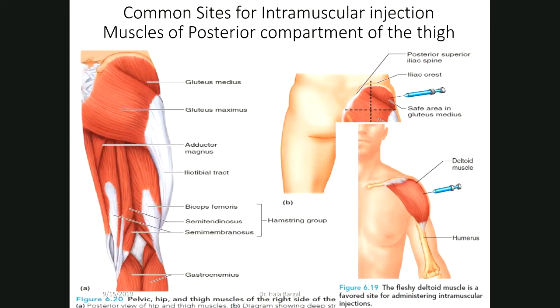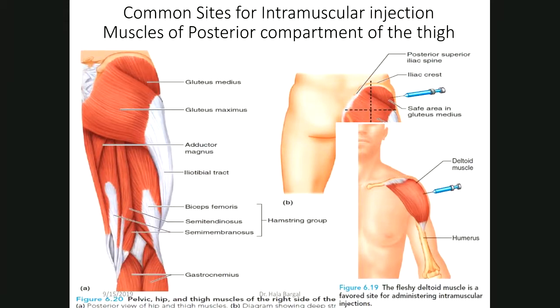Also, a very common site of intramuscular injection, but in children, is the vastus lateralis. Okay? So, again, deltoid, gluteus medius, and vastus lateralis. Gluteus medius and deltoid are common sites in adults. Sorry.